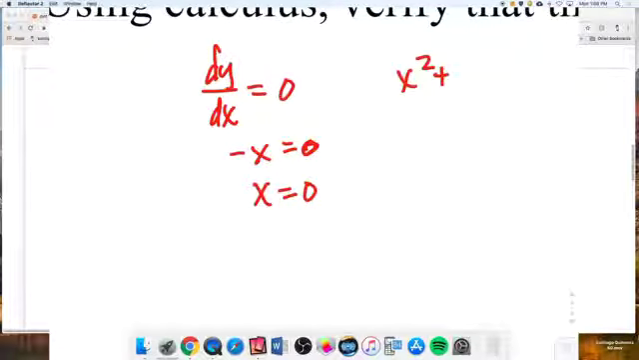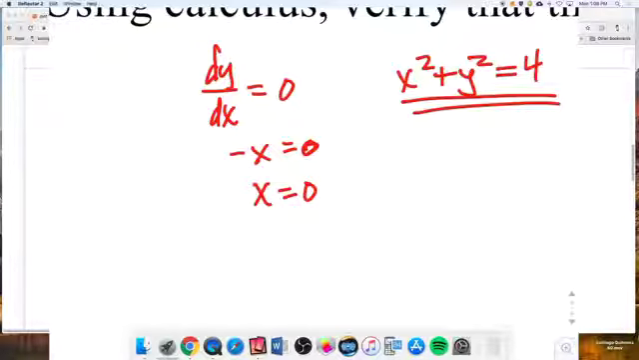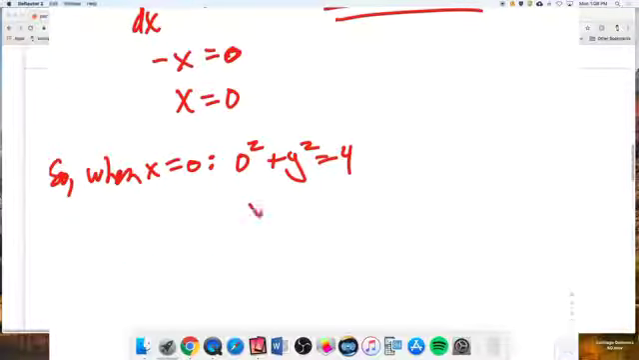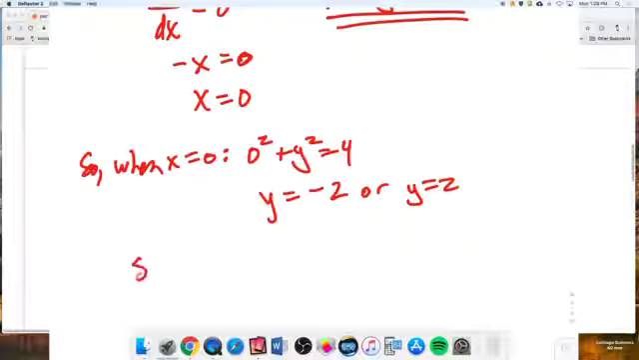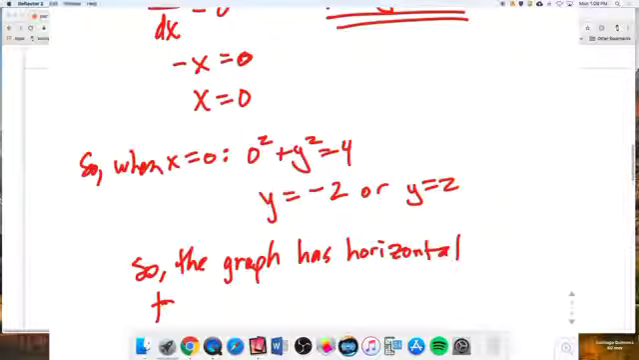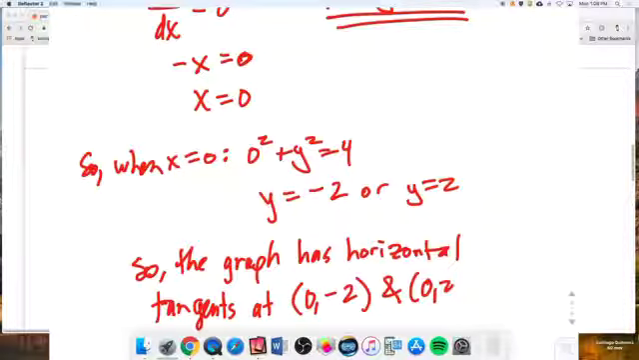So remember, I plug back into my relation between x and y. That's the original equation. So when x equals 0, I plug it back into the original. I get 0 squared plus y squared equals 4. And if I solve for y, I do plus or minus the square root of 4, which is negative 2 or positive 2. So I got two values. So what does that mean? That one x value of 0 associates with two separate values. So the graph has horizontal tangents at, and we list the two points, (0, -2) and (0, 2).